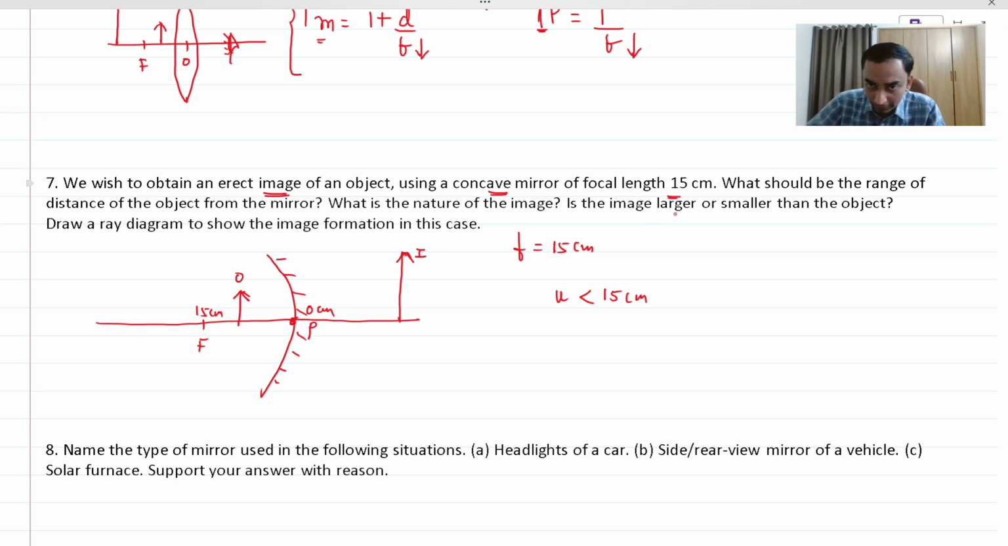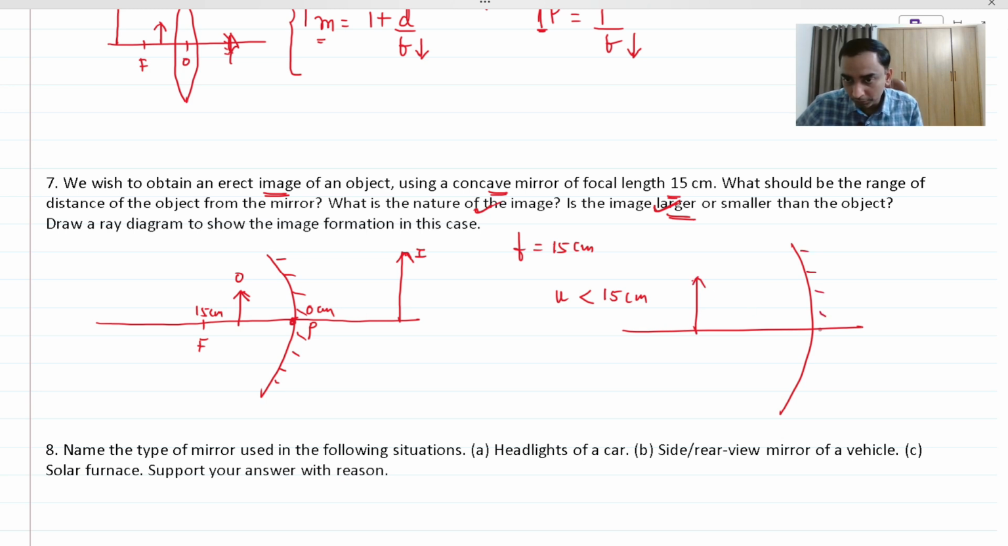Right? Now, is the image larger or smaller? The answer is magnified. Nature of image, it is erect because it is behind the mirror. Now in case of the image formation, you may please click on the link below and see how the image is being formed. Still, I'll give you a very rough idea.